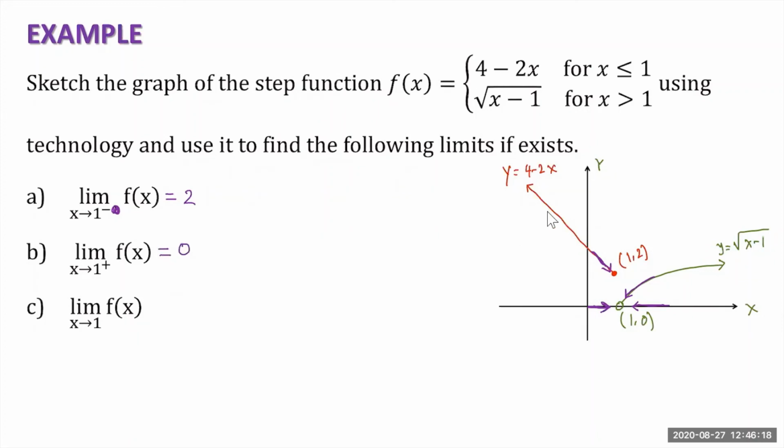Now you can see that at x equal to 1, the left-hand limit is 2 and the right-hand limit is 0. So these two limits are not equal. That means the limit as x approaches 1 of f of x does not exist. We write DNE for does not exist, because the left-hand limit and right-hand limit are not the same.